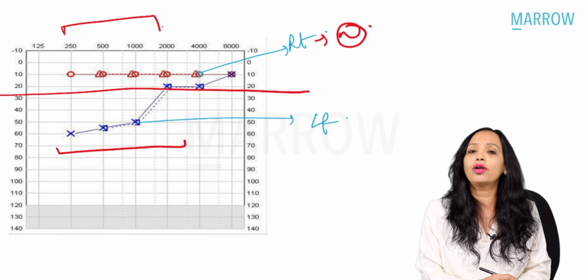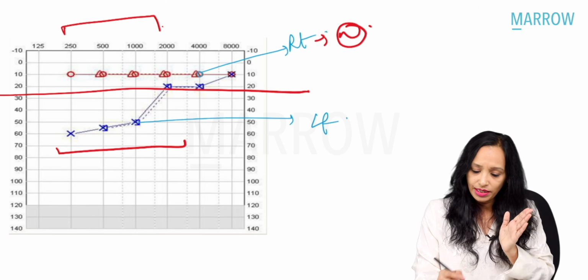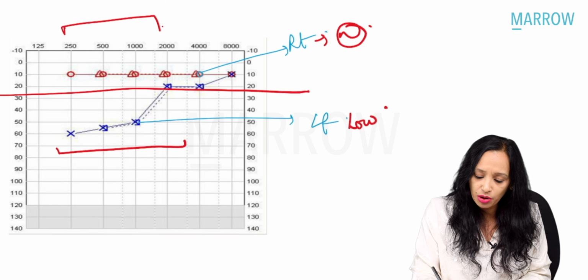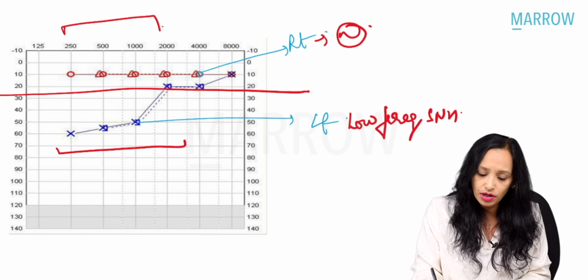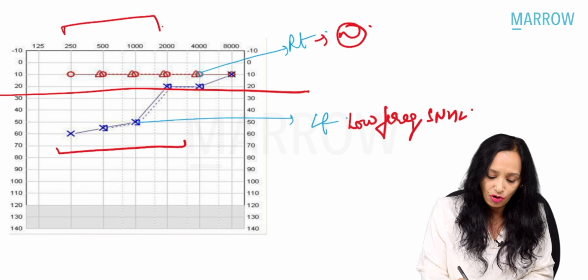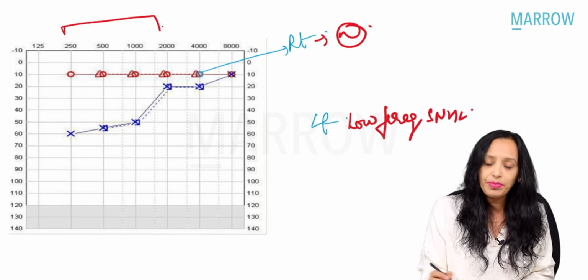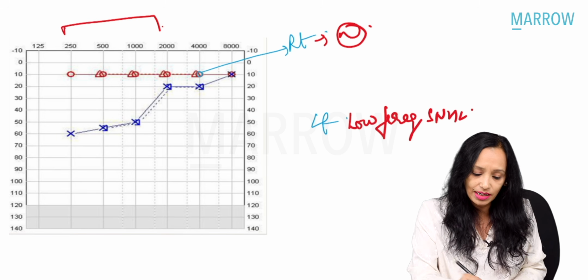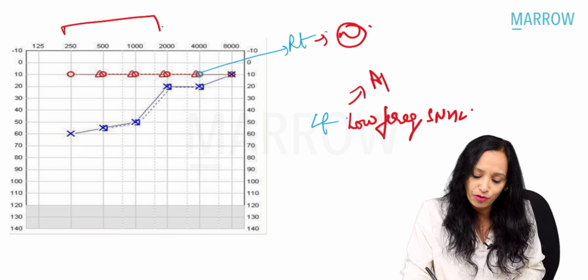And also, what's the hearing loss? Yes, no AB gap. So it is a left ear low frequency sensorineural hearing loss. Low frequency is involved. It means where is the defect? Yes, it means the defect is in the apex of the cochlea.